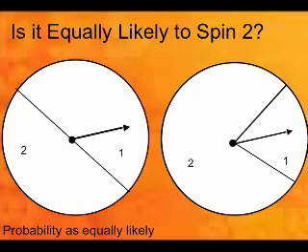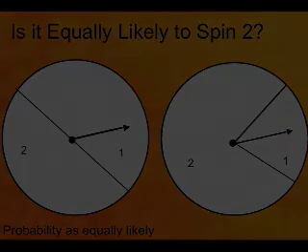And if you have a big spinner and there's a tiny little 1 section and a great big 2 section, kids kind of know you're going to spin a 2 more than you're going to spin a 1, and that makes sense. Sometimes when we get slightly more abstract, it's not so clear whether things are equally likely or not.